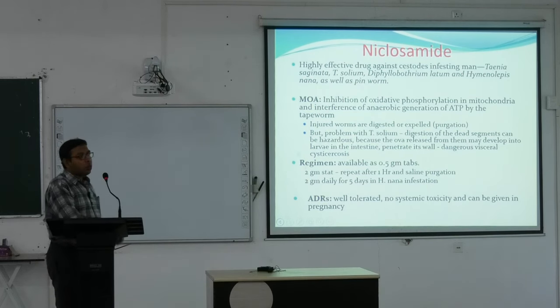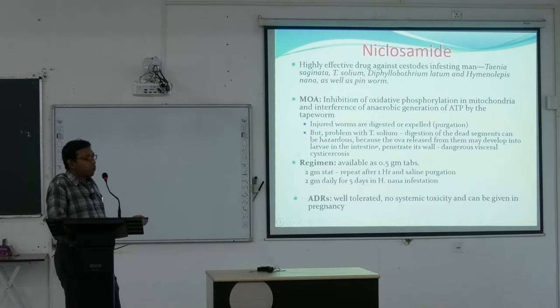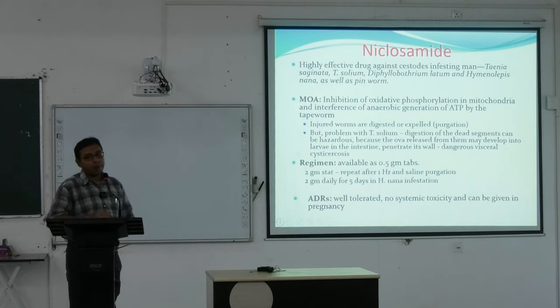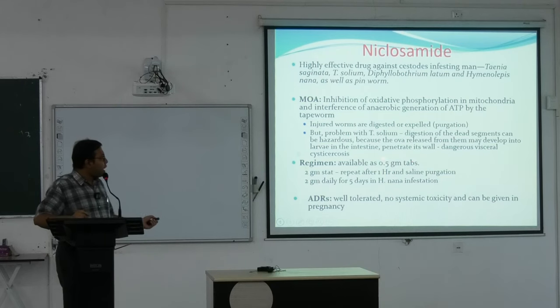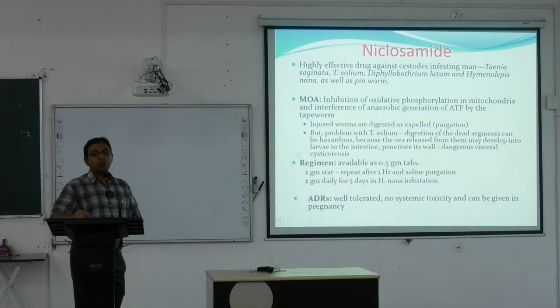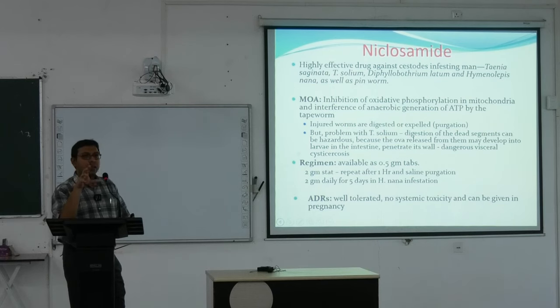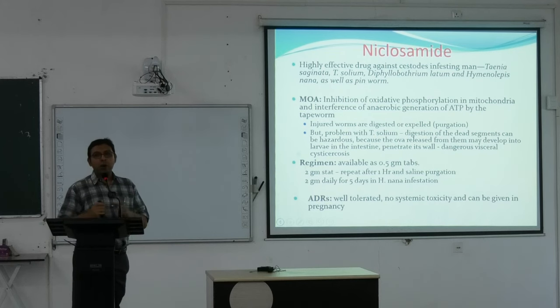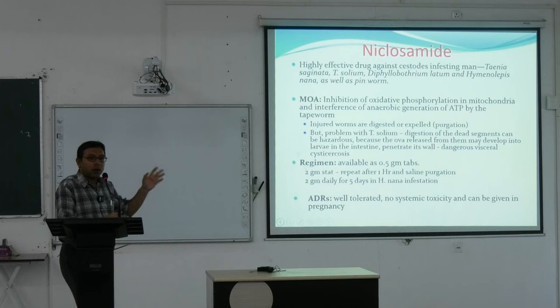But the problem with Taenia solium is that digestion of the dead segments can be hazardous, because the ova which are released from Taenia solium may develop into larvae in the intestine, penetrate the wall, and dangerous visceral cysticercosis can happen. Visceral cysticercosis may lead to neurocysticercosis also. This can happen with Taenia solium, so that is the problem. Even if we are giving the drug, the ova of Taenia solium can spill over into the blood, can go into the brain and develop neurocysticercosis, or can go into the liver or lungs and develop different types of visceral cysticercosis. When you read your helminthiasis class, you will also read about this.